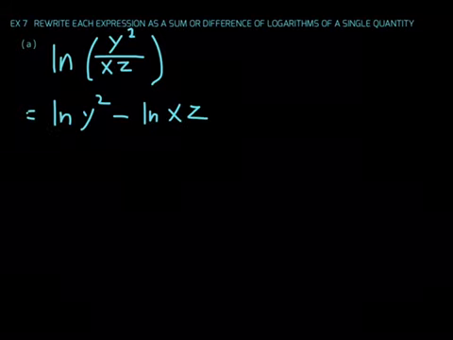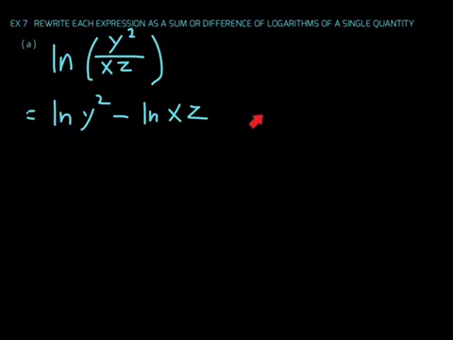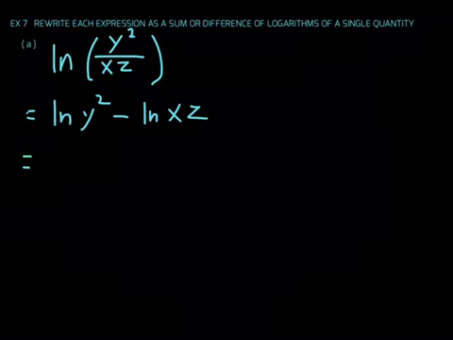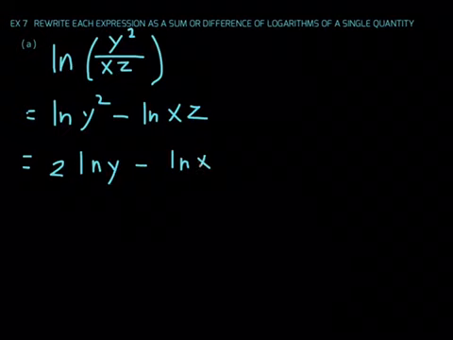Simultaneously, I can use the product rule to separate this product, x times z, and it'll change this one logarithm to be a sum of logs. So that's using the product rule. All right, so it'll look like this. This 2 is going to come down. So 2 times the natural log of y minus, now you're going to have the natural log of x plus the natural log of z.